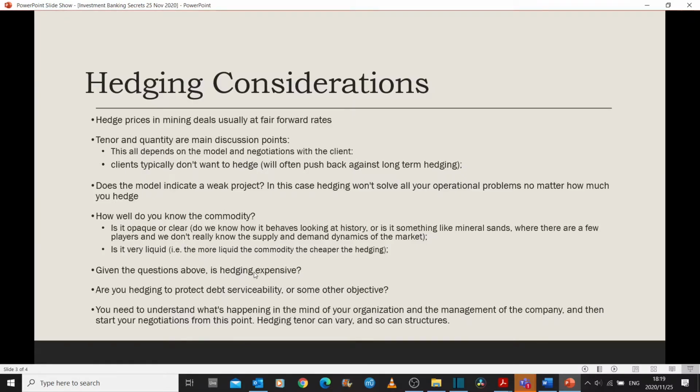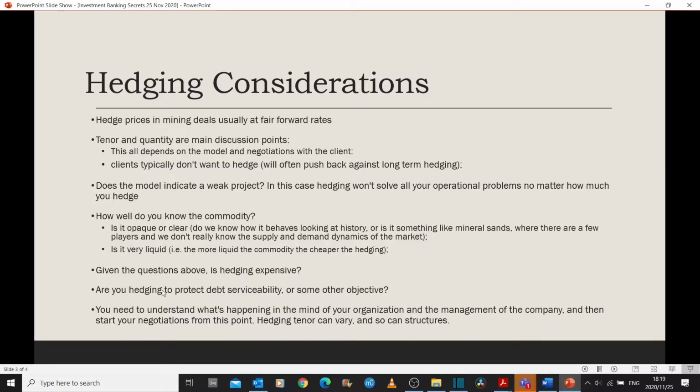Given the question above, is hedging expensive? In other words, is it liquid? Is it an opaque market, or is it a clear market? And then you have to ask yourself, is the hedge relatively expensive then? Is your client thinking, well, it's not worth my while? If the bank is going to take these huge margins, I might as well take my chances with a free market. And that's what your clients are thinking as well.